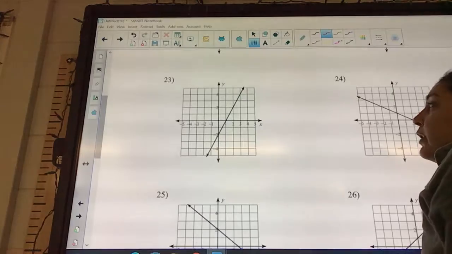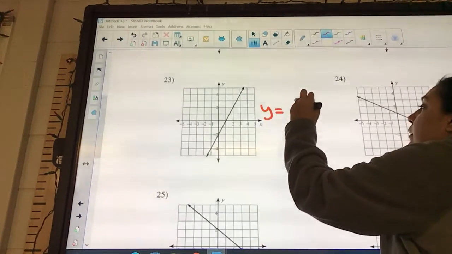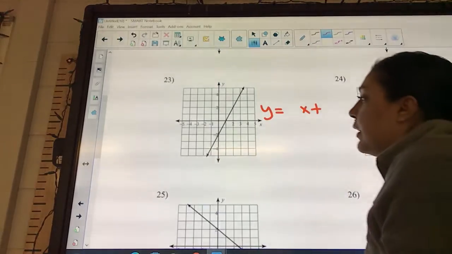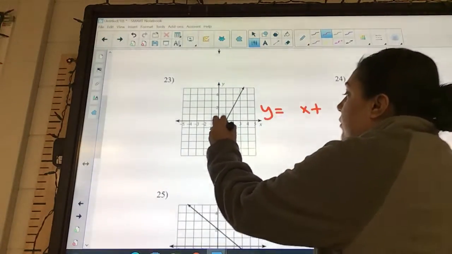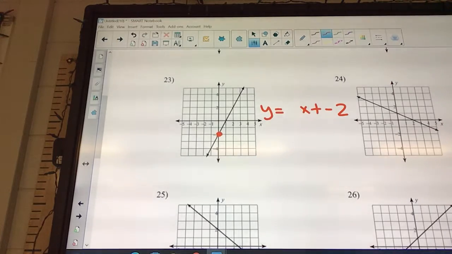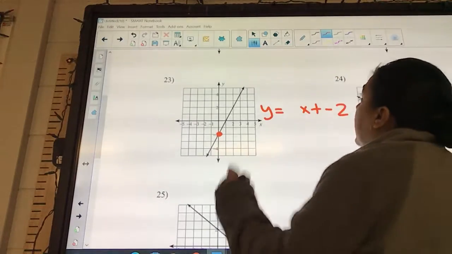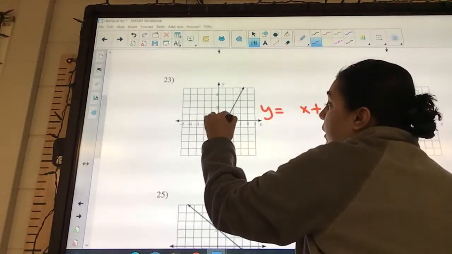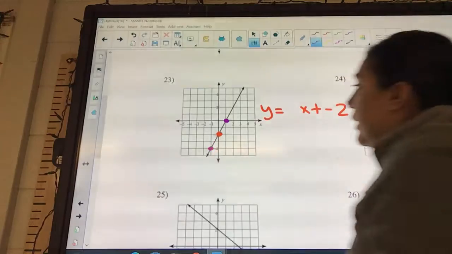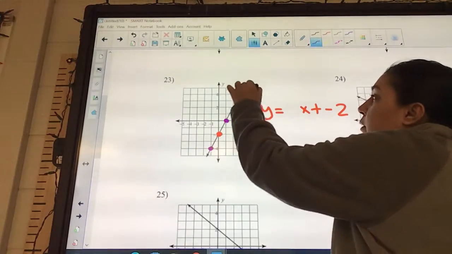Okay, 23. What's my y-intercept? Okay, my y-intercept is at -2, so you can fill that in. And you need to find the next closest point. Okay, and you have 2 options. So you can either pick this point or you can pick this point. But it's got to be the next closest one. You cannot pick this one all the way up here. Okay, that one's no bueno.